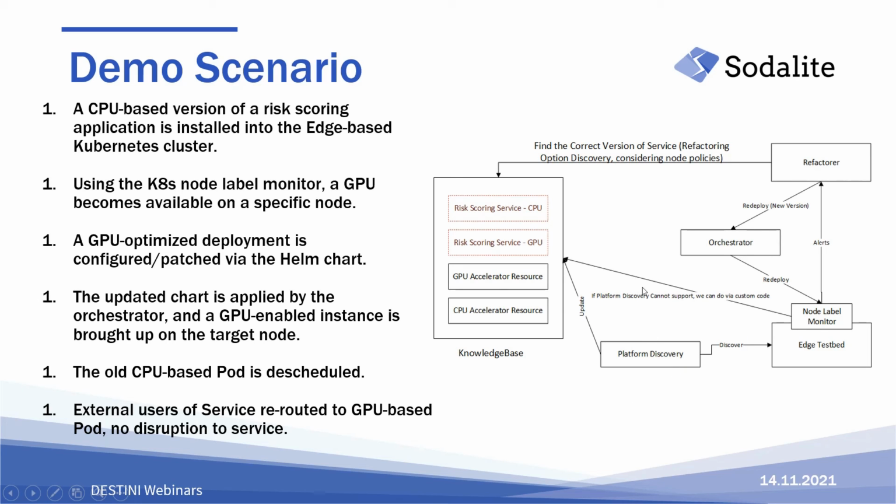Also, we have a component from the use case called node label monitor, which can monitor the changes to the resources and generate alerts. The refactorer can receive these alerts, and based on the alert and the information available in the knowledge base, the refactorer can identify an alternative deployment, and then redeploy the application using the identified alternative deployment via the orchestrator.